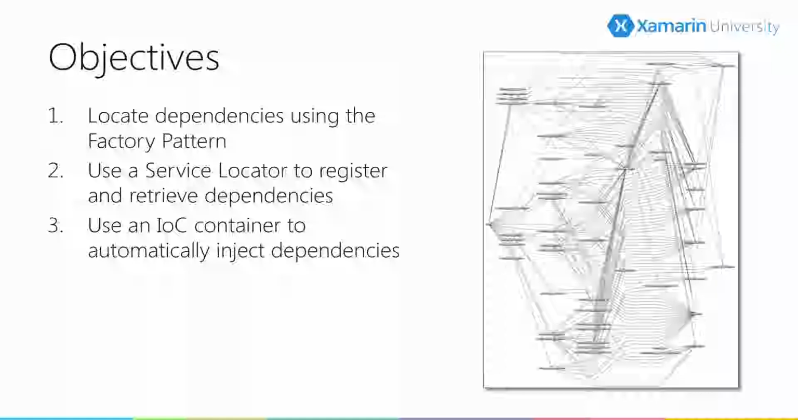We'll then move on to the service locator, which you find in many projects out there. This is where we will learn that you actively request dependencies from within one of your components. And finally, we'll move on to what everybody is talking about these days. That's using an IOC container in order to automatically provide dependencies to an existing class.